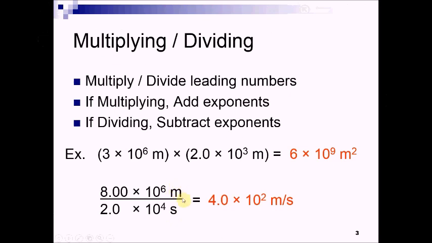And this is just our units, m for meters, s for seconds. Talk more about units later. But just simply leave it as meters per second, just like a speed. Miles per hour, meters per second. And there you go. That is adding, subtracting, multiplying, and dividing with scientific notation.